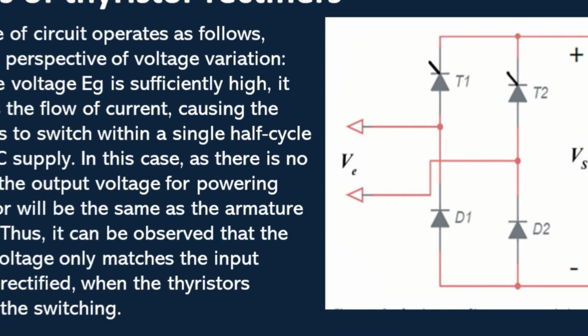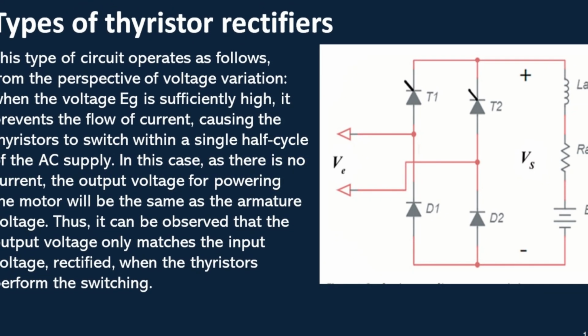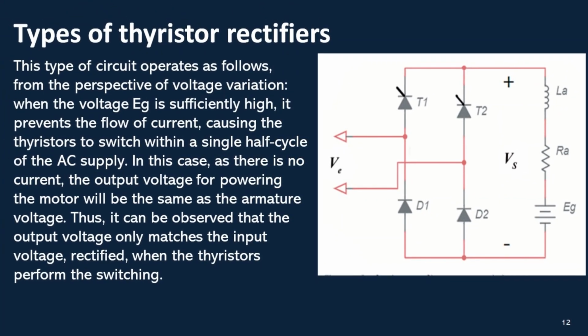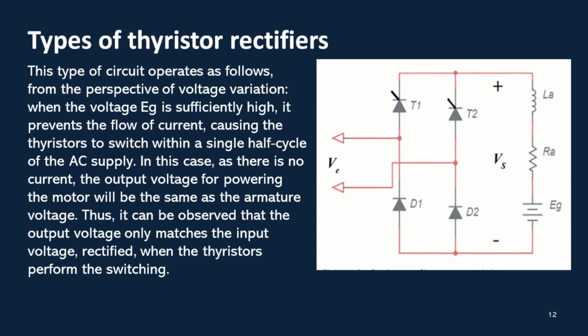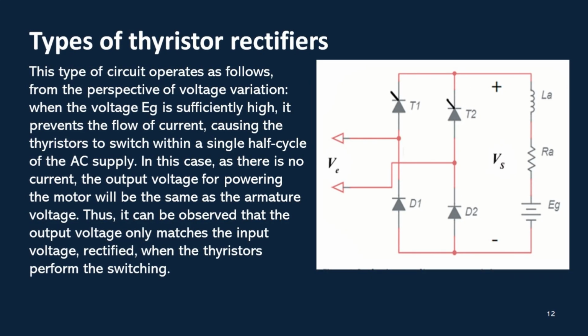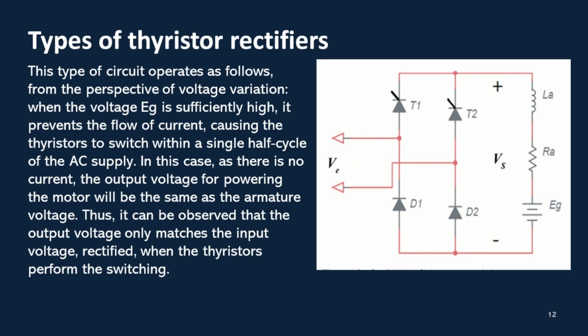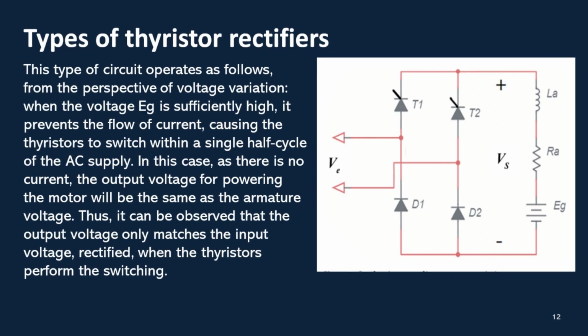In this type of circuit, the operation in terms of voltage variation is as follows: when the voltage EG, which can be interpreted as the back EMF of the motor, is sufficiently high, it prevents current flow, causing the thyristors to switch off during a single half-cycle of the AC supply. In this scenario, with no current flowing, the output voltage provided to power the motor will equal the armature voltage.